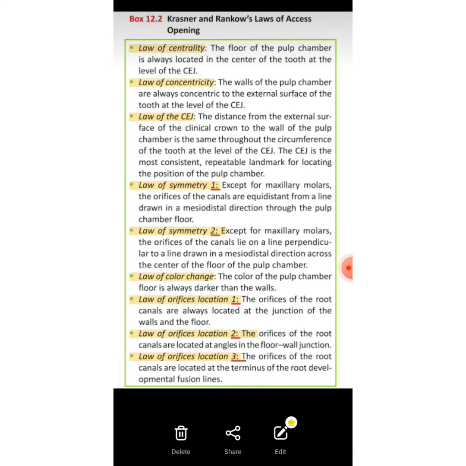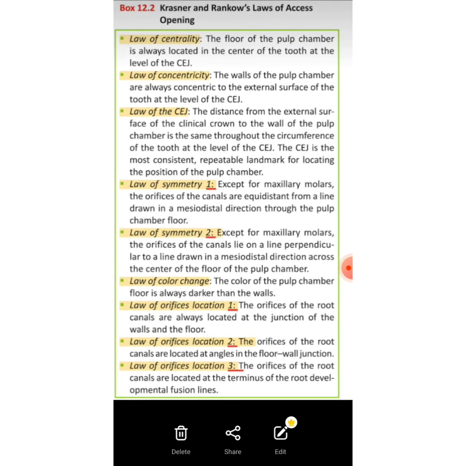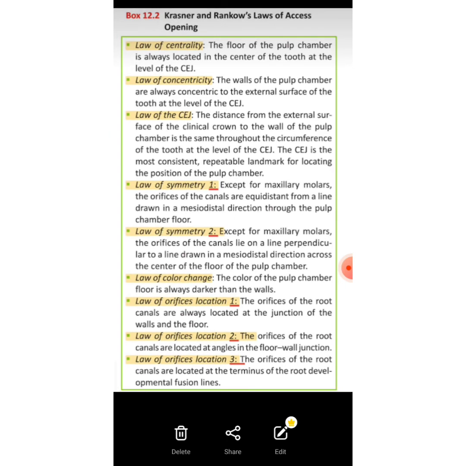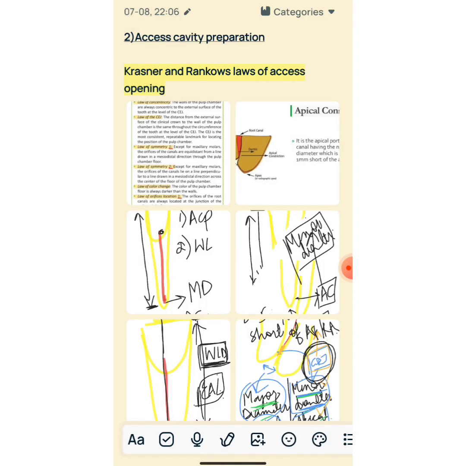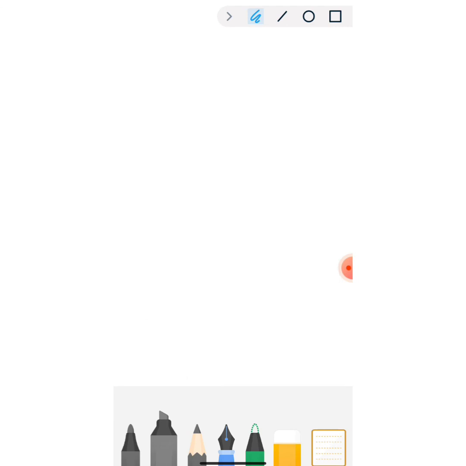In the Law of Orifice Location 2, the orifices of the root canals are located at the angles of the floor-wall junction. One states that the orifices are located at the junction of floor and wall, and then Orifice Location 2 gives the more precise location and states that the orifices are located at the angles in the floor-wall junction. And the Law of Orifice Location 3 states that the orifices are located at the terminus of the root developmental fusion line. So let's understand the Law of Orifice Location.